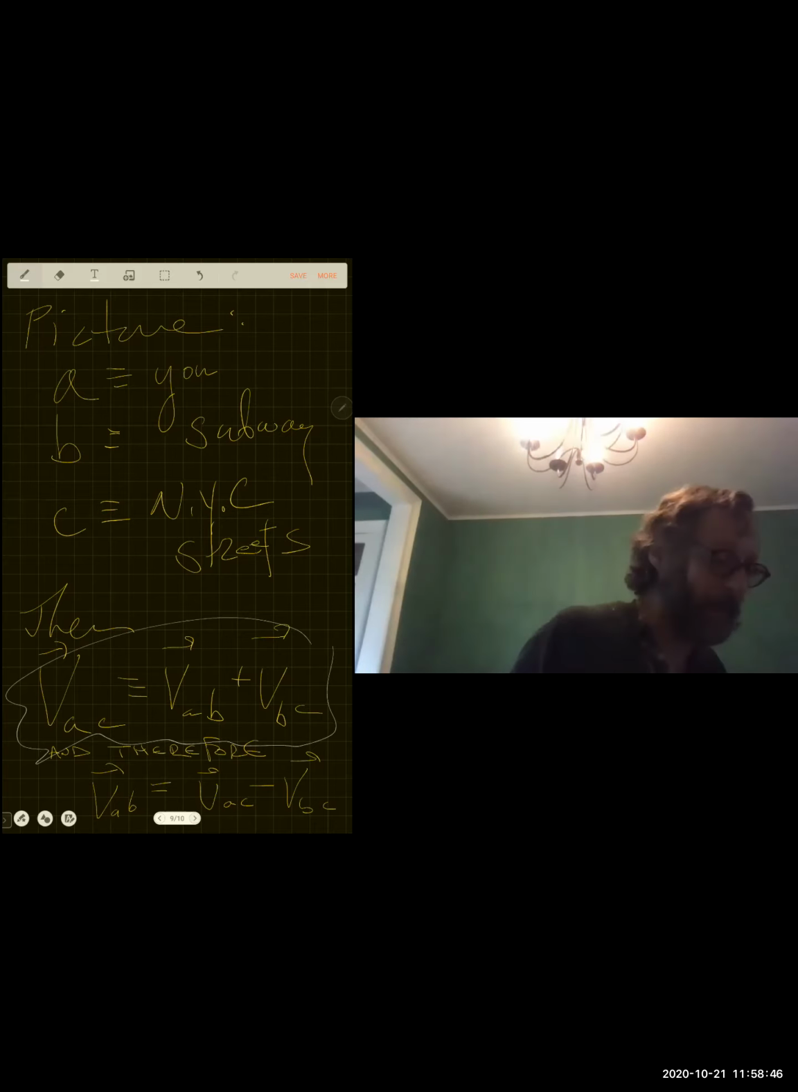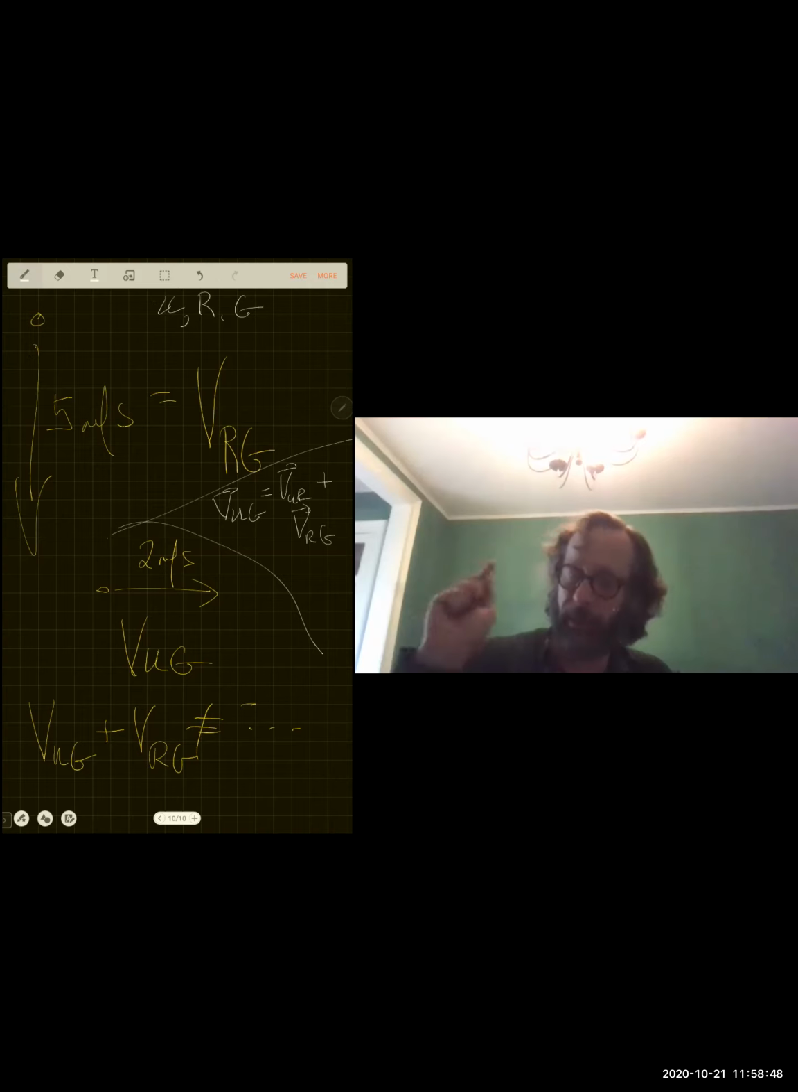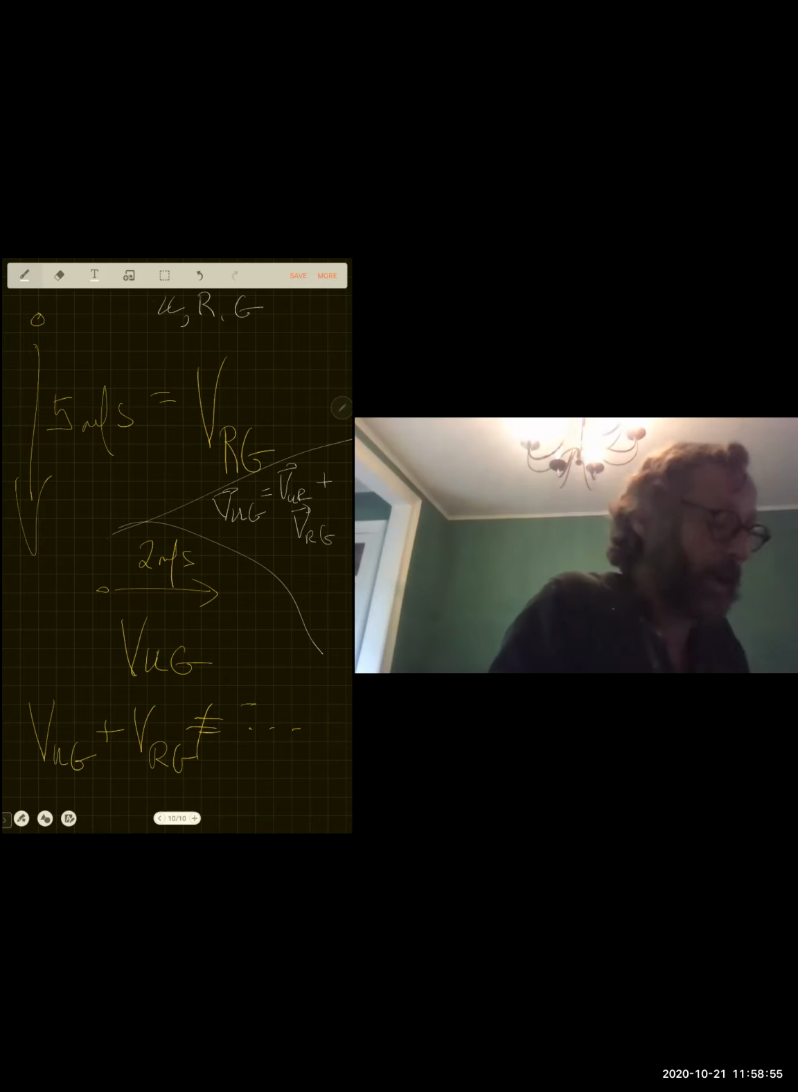So if I'm going to follow that pattern, I can't add the velocity of the rain relative to ground with the velocity of U relative to ground. It doesn't mean anything to do that. What I could do, for example, is add the velocity of U relative to the rain plus the rain relative to the ground. That would be one thing. And then I would get the velocity of U relative to the ground. Just to be clear, there are options.